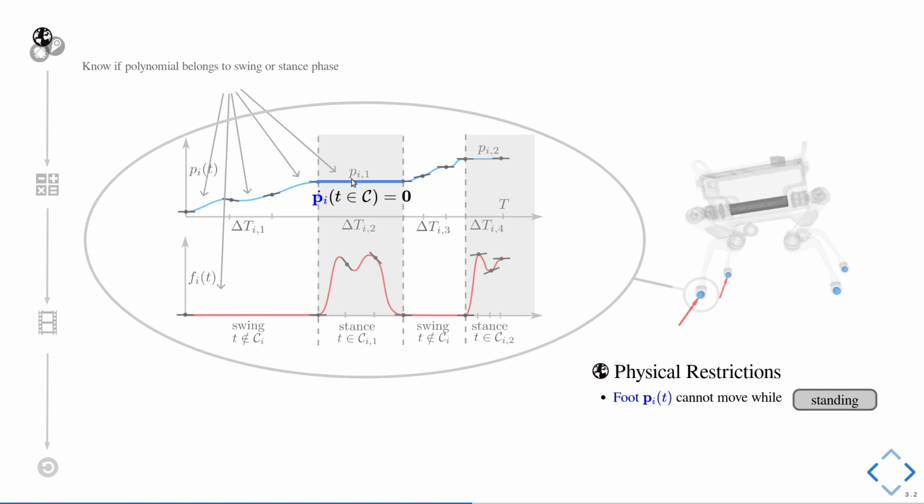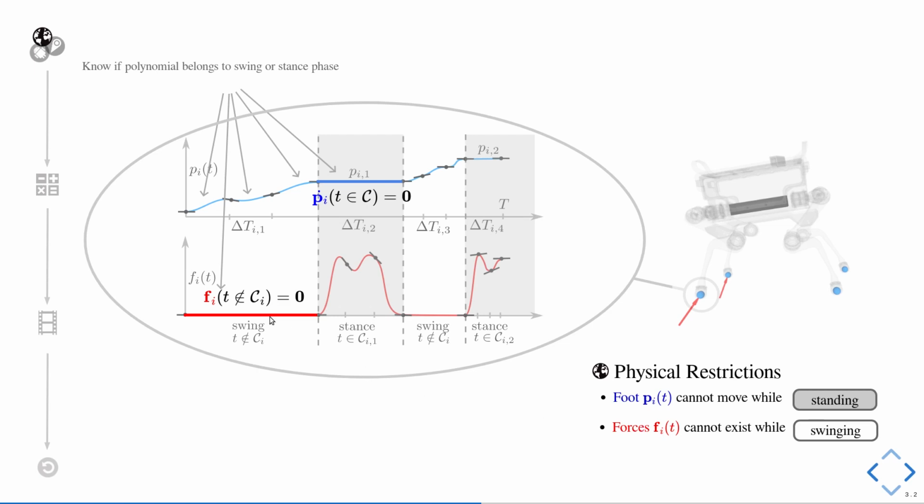So no matter what the optimization algorithm chooses, this restriction is always fulfilled in advance because we don't allow the algorithm to modify those coefficients. And the same goes for the forces. A physical restriction is that a force cannot exist while a leg is in the air.